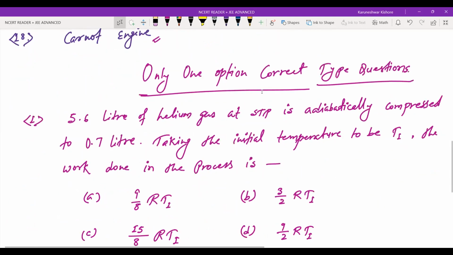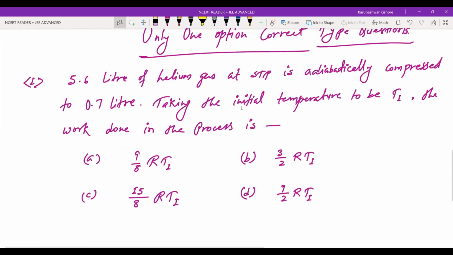So this is the first question. We have only one option correct type question, and it is given to you that we have 5.6 liter of helium gas at STP which is adiabatically compressed to 0.7 liter, and taking the initial temperature to be T1, then the work done by the process will be what? So this is the question. It is given 5.6 liter of helium gas at STP in adiabatic compression.